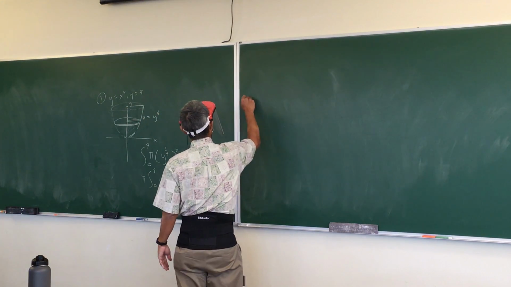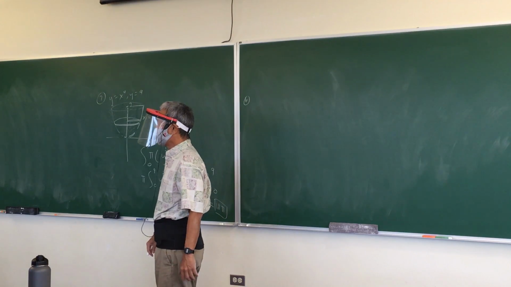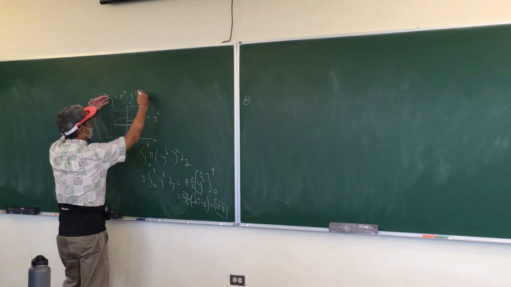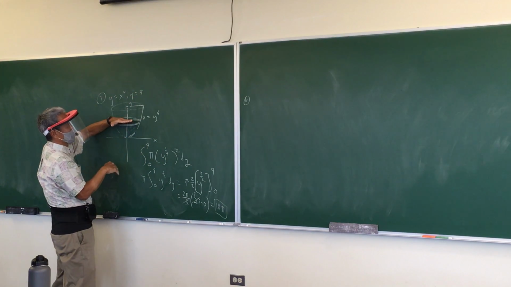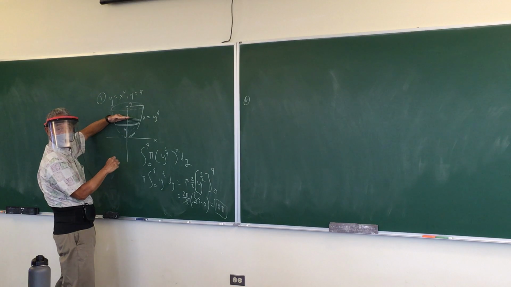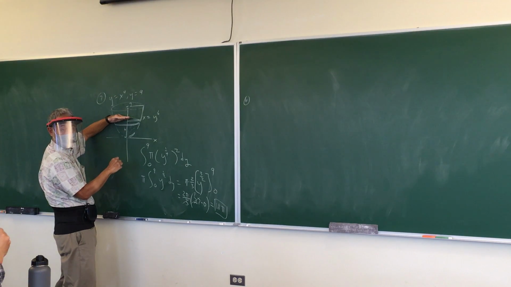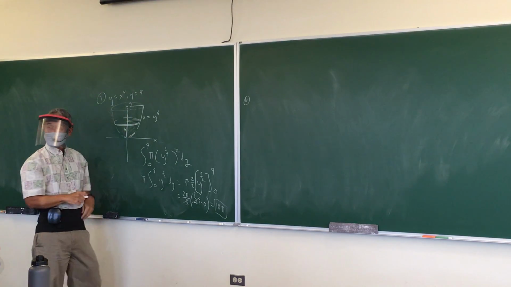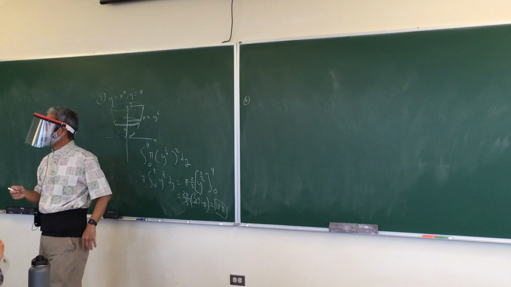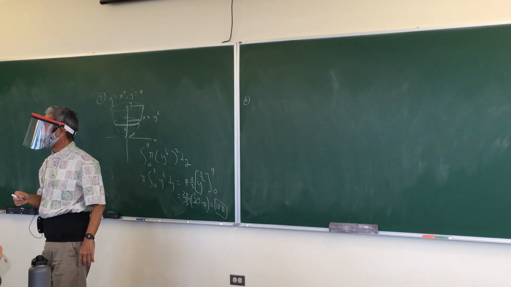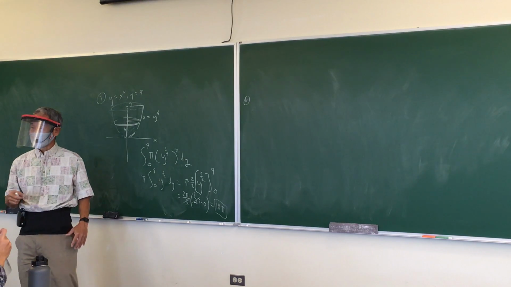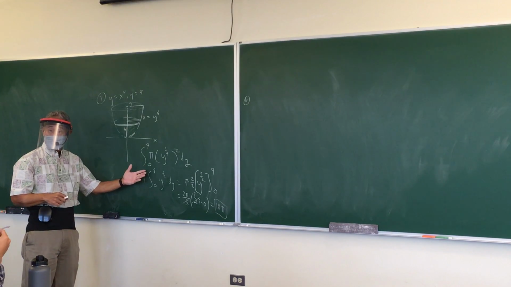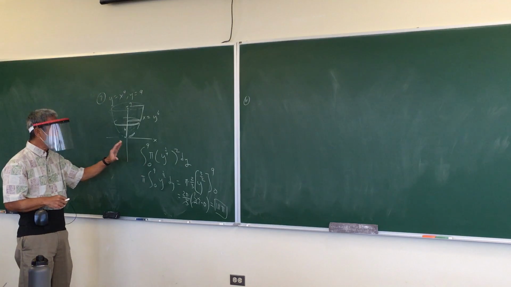Okay, part B. It says, if H is the height of the water in the bowl, so let's say here's the bowl, and the water goes up to here. Here's the height of the water. Write the volume of the water in the bowl as a function of H. So that's why you did part A first, so you can use that to do part B.